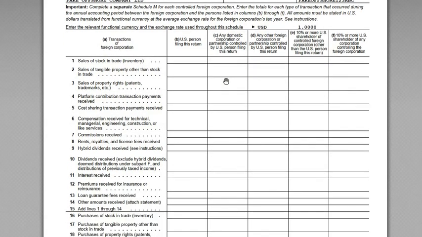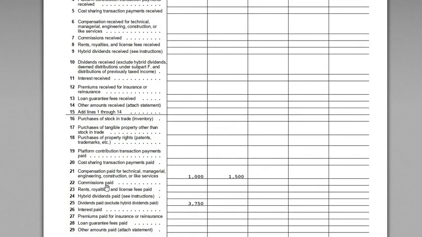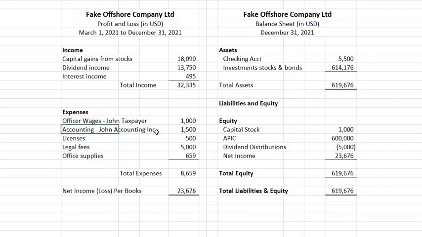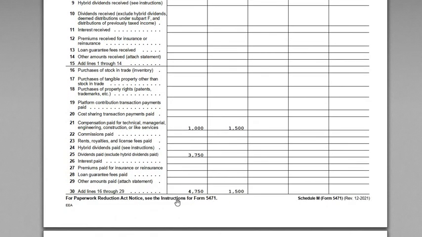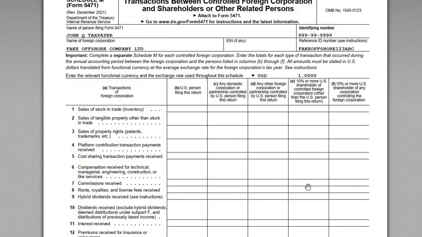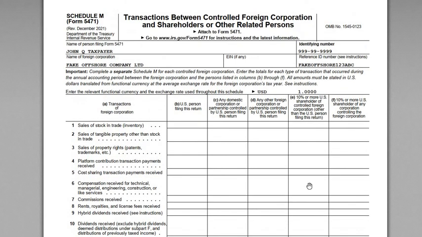So that's why in column C, when we have this same thing, compensation paid for technical services, we have the $1,500 accounting fee, right? That's the accounting fee paid to John Accounting Inc. $1,500 is reported here on line 21. And at the bottom of the form, you just put the totals, and this is everything that needs to be disclosed for this specific fact pattern.